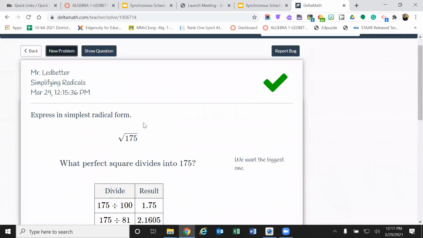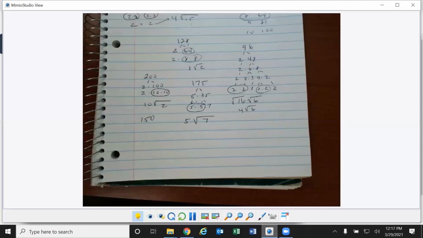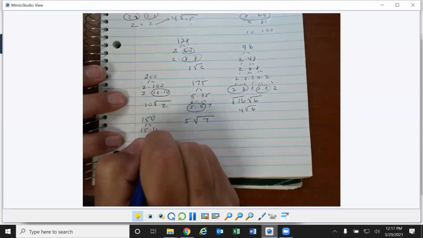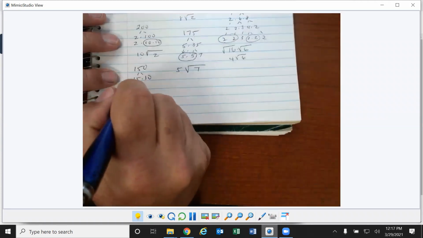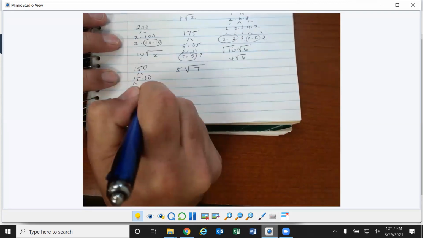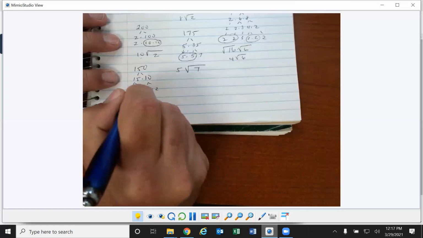I'm going to do one more because these are pretty quick and easy. All right, so here we go, 150. So think of 150. What two numbers multiply together give me 150? And since I see a 0, I'm automatically thinking 10. So 10 times 15. All right, so what two numbers multiply to give me 15? 3 times 5. And what two numbers give me 10? 5 times 2. All right, so if you look, here's a pair here.